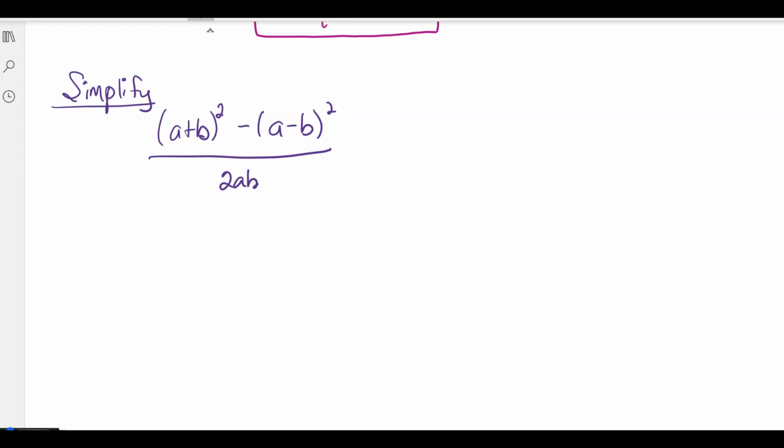So we have this complicated polynomial divided by this monomial, well, to simplify, we have to expand the a plus b squared. Now, what a lot of people don't realize is that a plus b squared means a plus b times another a plus b. There is no shortcut way to get that.